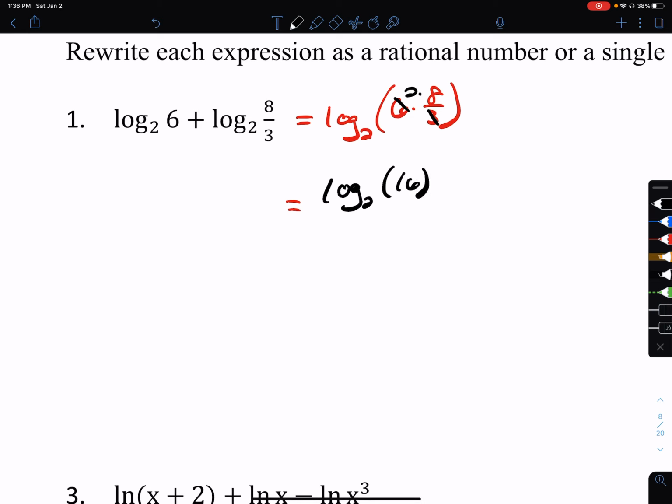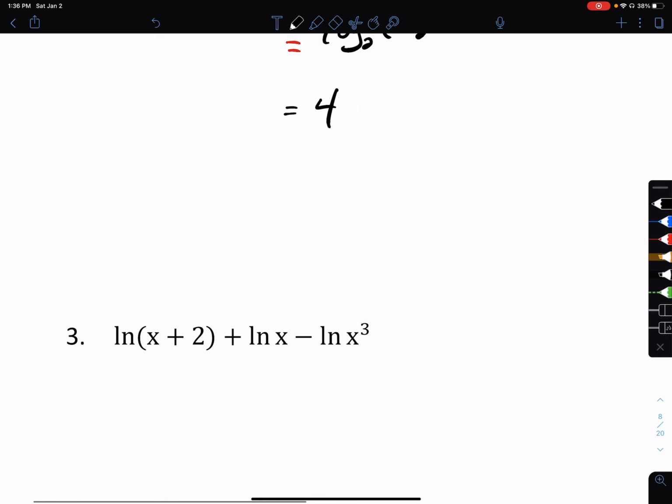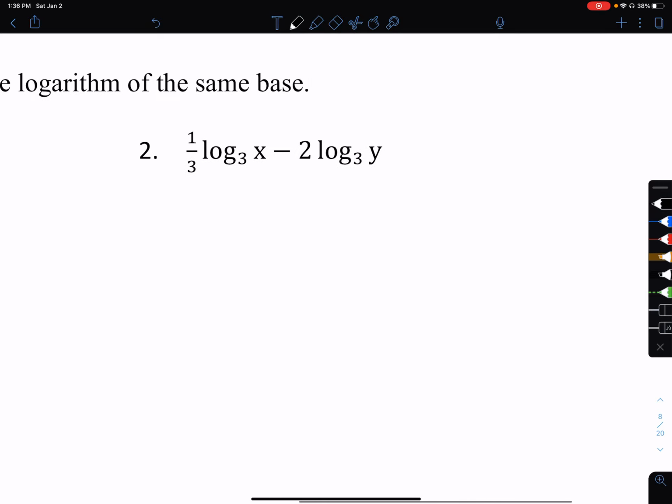2 to what exponent is 16? Well, that would be 2 to the 4th. 2 times 2 is 4, times 2 is 8, times 2 is 16. Let's check out number 2.